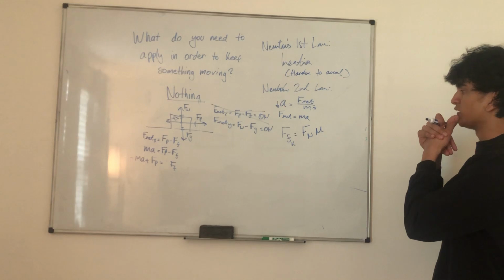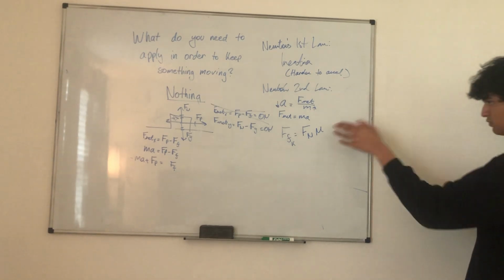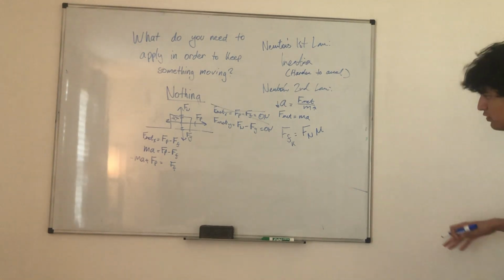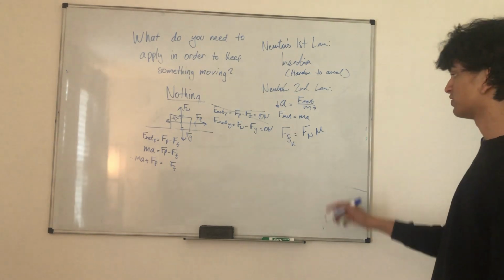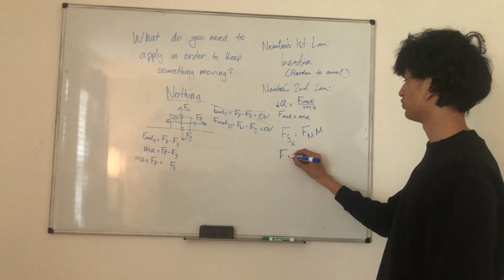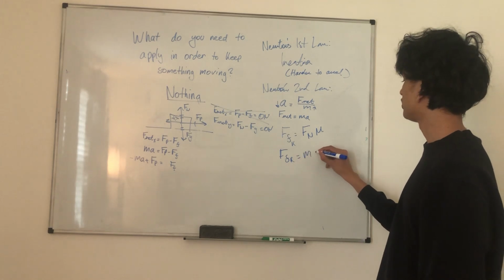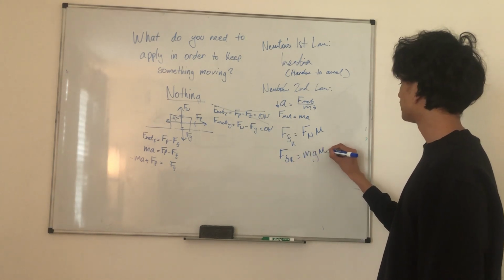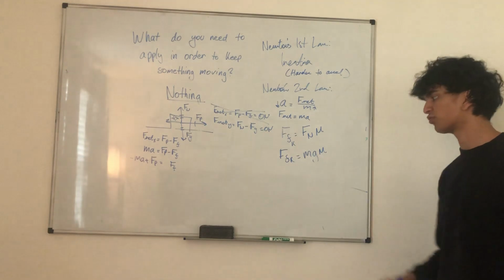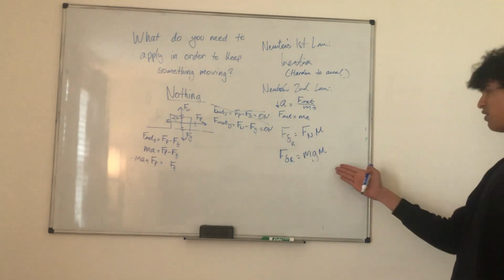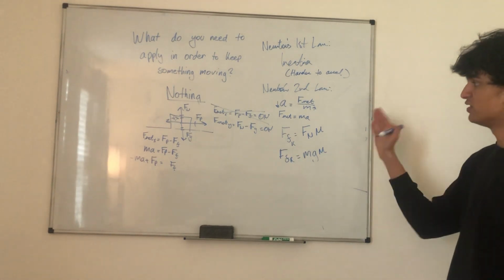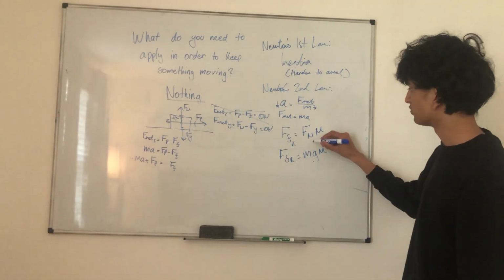What note was I going to make? A lot of people think this is the equation. This is what a lot of people will use: force friction equals mg mu. And they'll say, oh, this is the equation for force friction. This is true sometimes, because in this case, Fn and Fg are equal, so you can substitute it in.